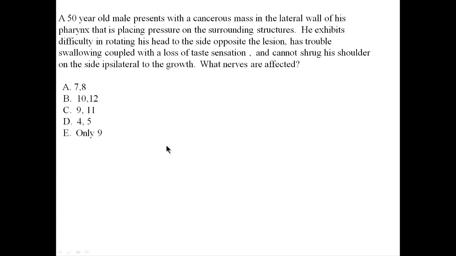No. Is it 9 and 11? Does he have any problems rotating his head to the opposite side? Yes. Does he have trouble shrugging his shoulders? Trapezius? Yes. Does he have trouble with taste? Yes. Posterior third of the tongue. So C is the correct answer. Does he have trouble with his superior oblique muscle? No. Does he have trigeminal issues? No. And is it just a 9 problem? No, because we talked about the shoulders, etc. So the correct answer is C.